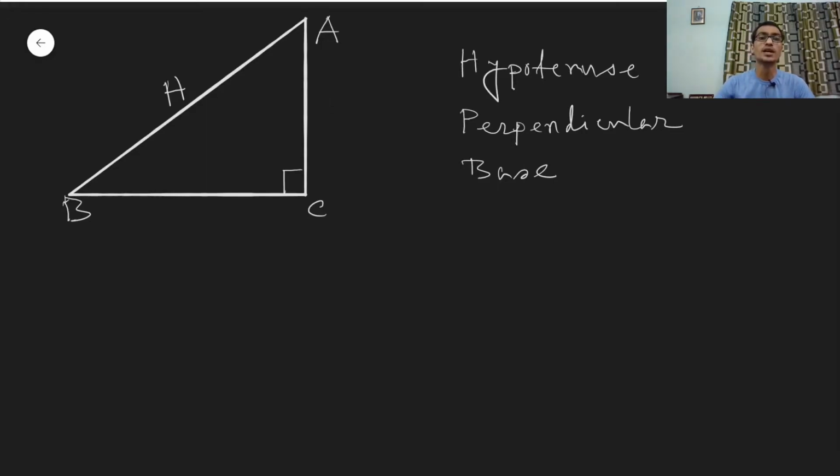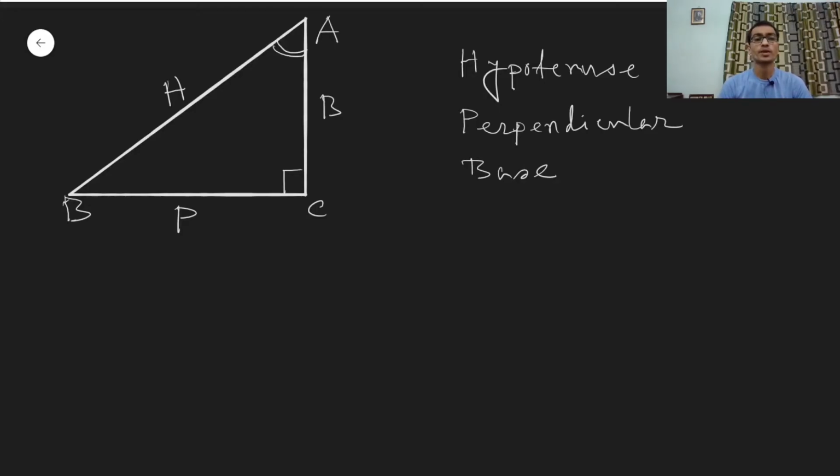Since BA is hypotenuse already, the other adjacent side will be the base. Similarly, if we consider the angle A, then with respect to that angle, obviously BC is perpendicular and AC is base. So the perpendicular and the base depend on the angle which we are going to consider.